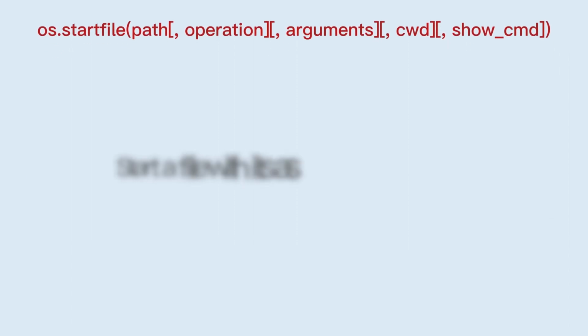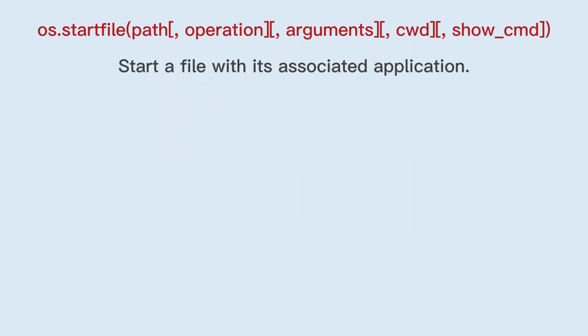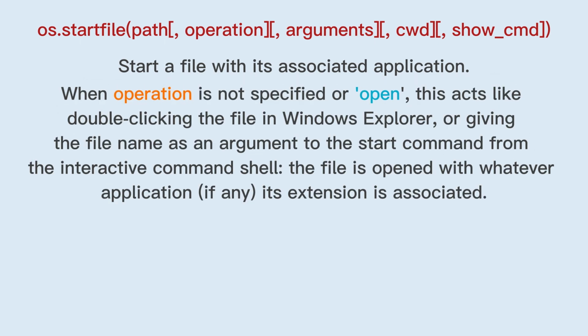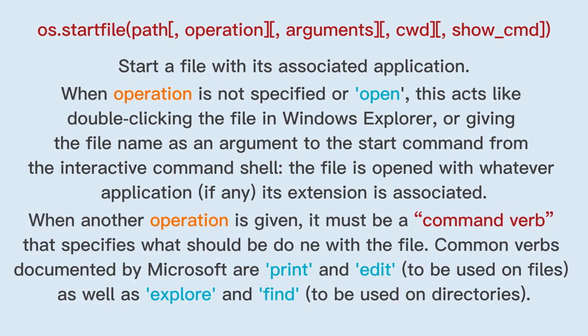os.startfile. Start a file with its associated application. When operation is not specified or is open, this acts like double-clicking the file in Windows Explorer, or giving the filename as an argument to the start command from the interactive command shell. The file is opened with whatever application, if any, its extension is associated. When another operation is given, it must be a command verb that specifies what should be done with the file. Common verbs documented by Microsoft are print and edit, to be used on files, as well as explore and find, to be used on directories.